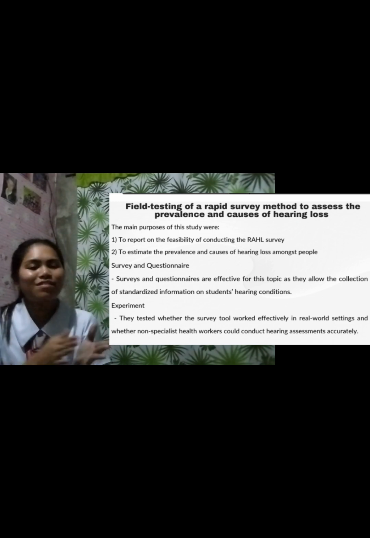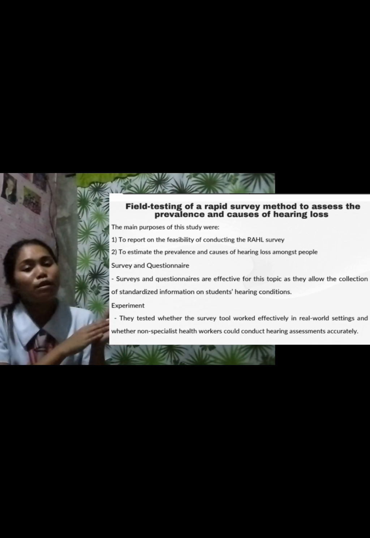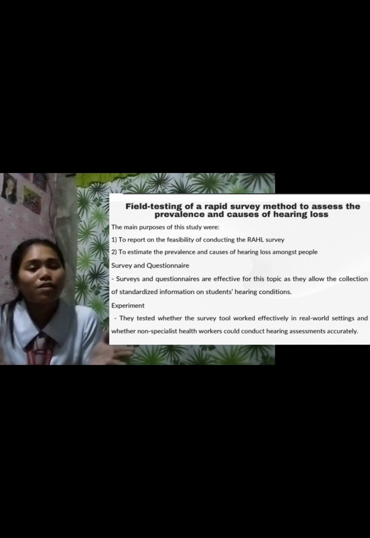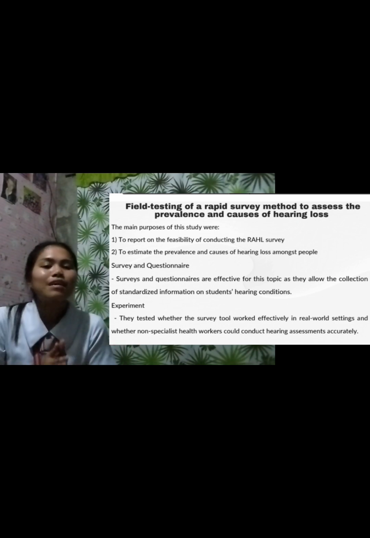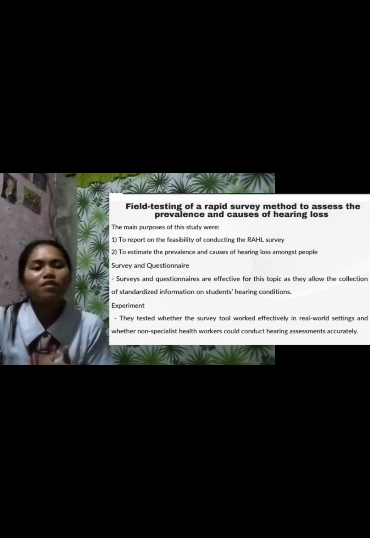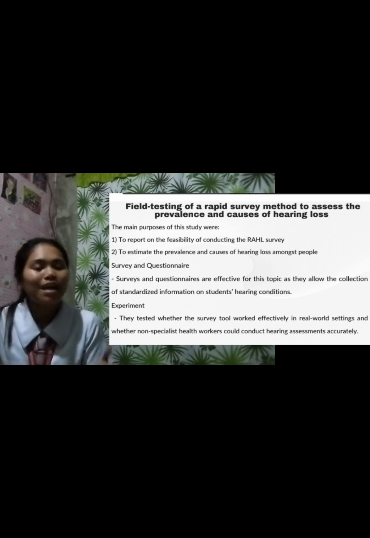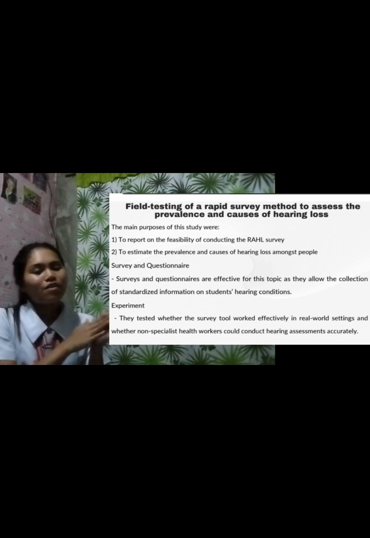So in this research, they used it to test the RAHL tool in real world conditions. They needed to find out if the method would still work outside of controlled research environments, like in rural communities or public health settings. A key part of the experiment was training non-specialist health workers to perform hearing tests using mobile tools and to conduct ear examinations.